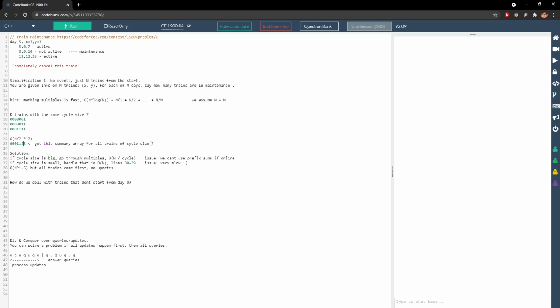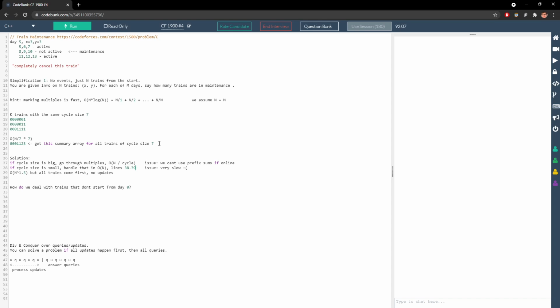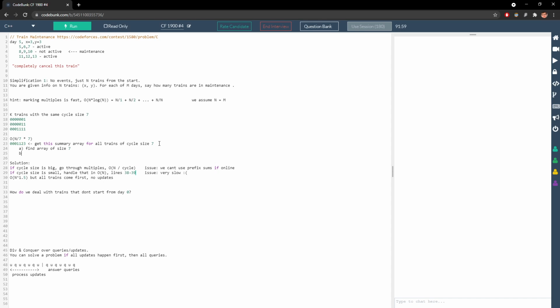So we need to get rid of the following step. We had step A, find array of size 7. I mean this thing. Step B is add it to positions 0, 6, 7, 13, 14, 20, and so on. I want you to get rid of this second step.